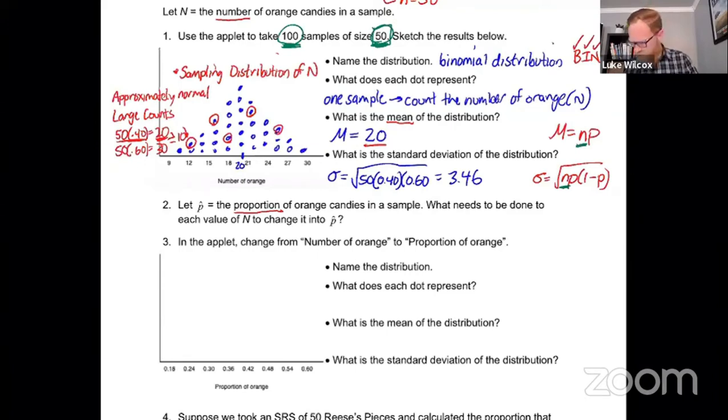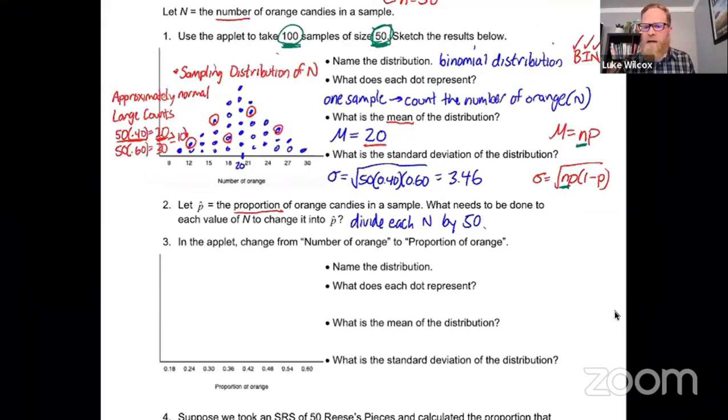So the answer here is that we just need to divide each n value by 50. And that'll change it into a proportion. So number 3 says, in the applet, change from the number of orange to the proportion of orange.